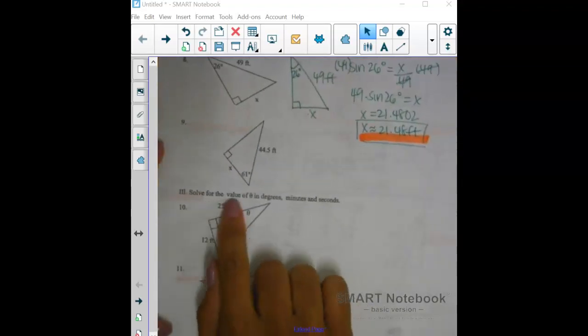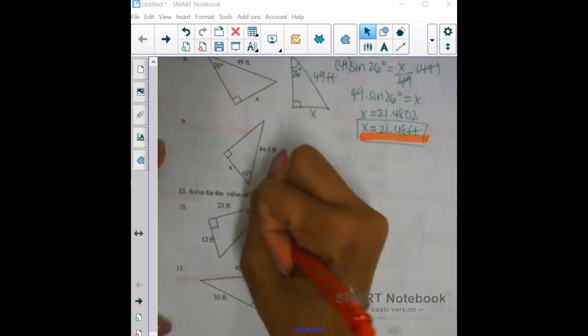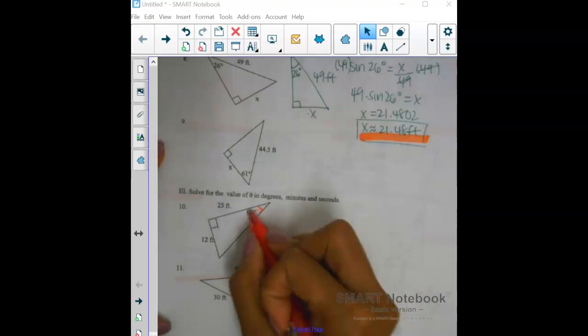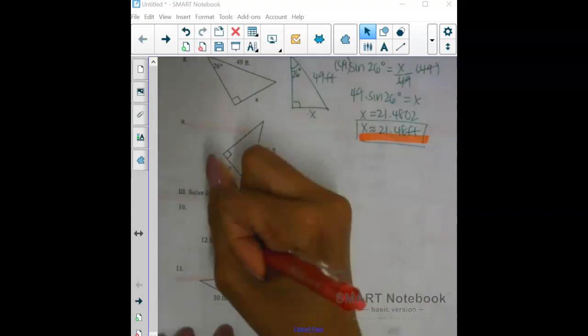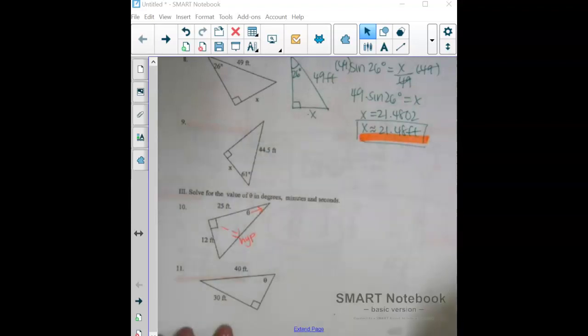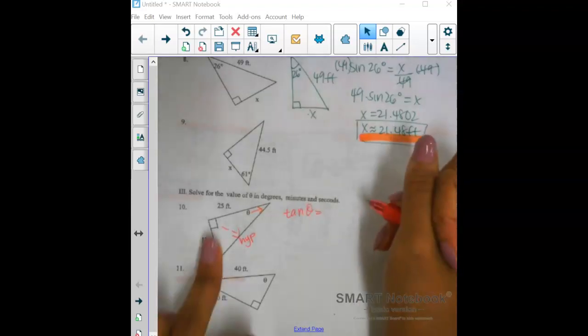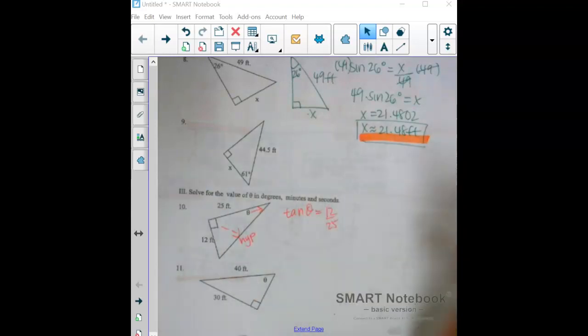The question is saying solve for the value of theta in degrees, minutes, and seconds. So here's theta. Theta is in this little corner, and I need to figure out what this is going to look like in degrees, minutes, and seconds. It's an angle measure, so let's try to figure out what we're going to write. First thing I need to do is figure out which trig function I should use. Okay, so I have sine, cosine, and tangent. I have the adjacent side and the opposite side. This is my hypotenuse. So let's go ahead and use the tangent of theta, which is going to equal opposite over the adjacent, and we're going to solve.